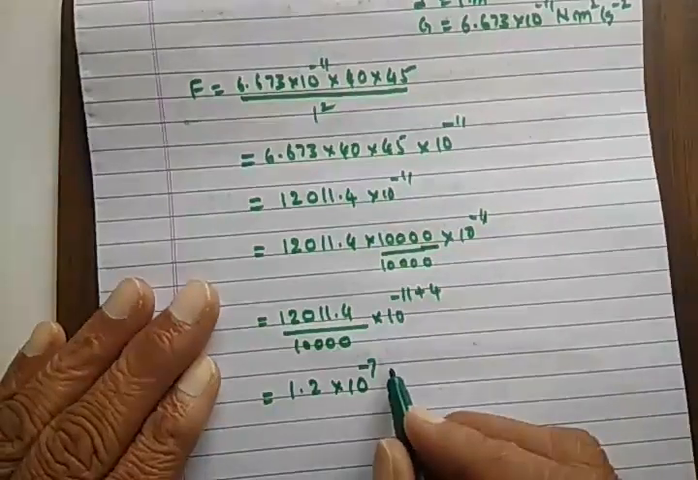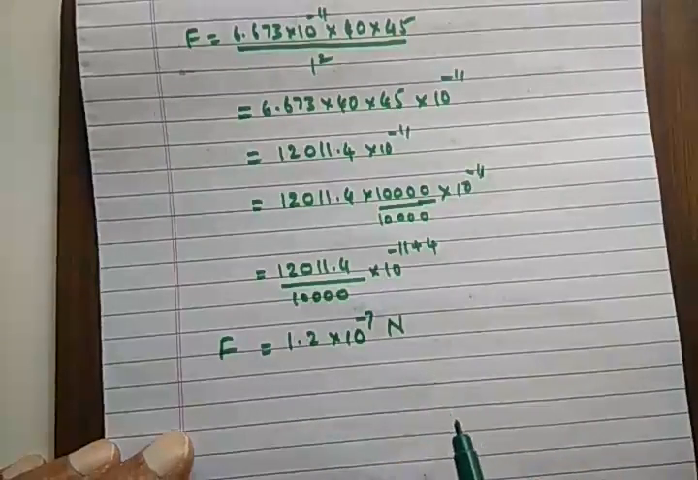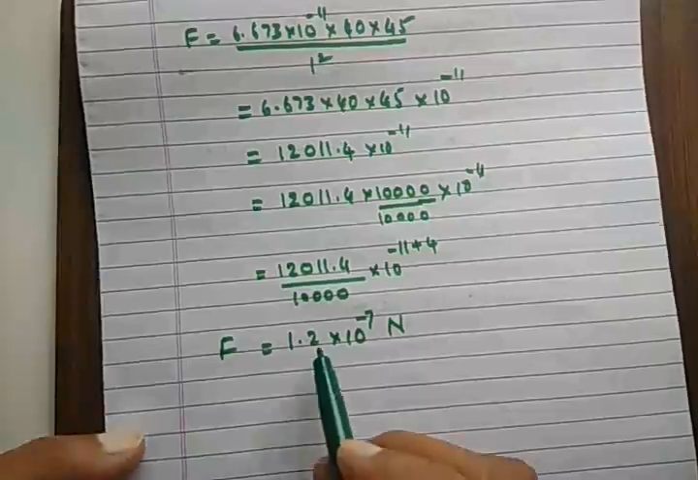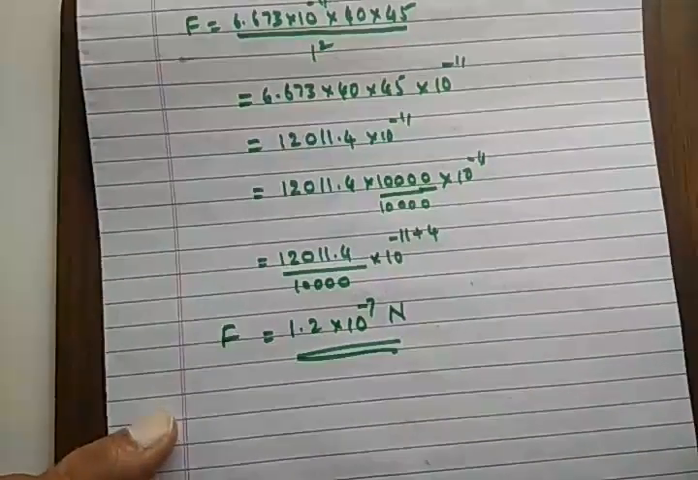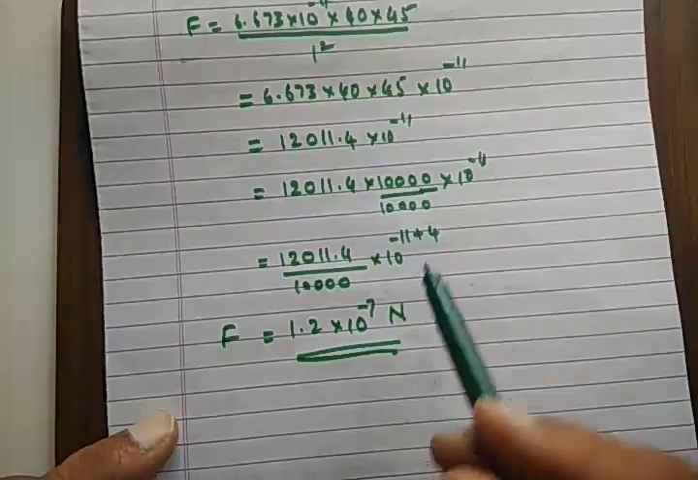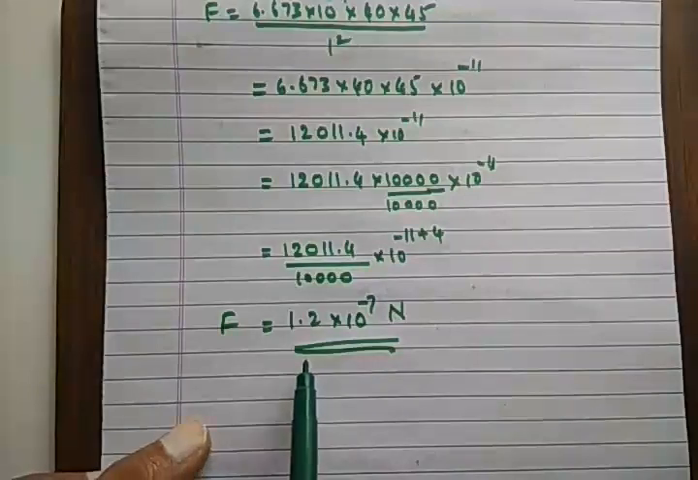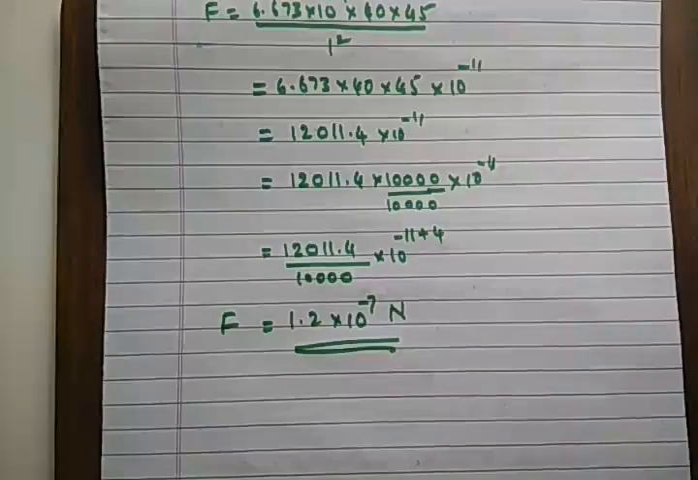This is in newtons. The attractive force between you and your friend is 1.2 into 10 to the power of minus 7. That means that many zeros below, it is not even 1 newton. It is a very, very small value. That's why you are not feeling it. And this is when you are sitting 1 meter apart; if you sit at a much greater distance, it will be much lesser. If masses are big, then the attractive force will become bigger.